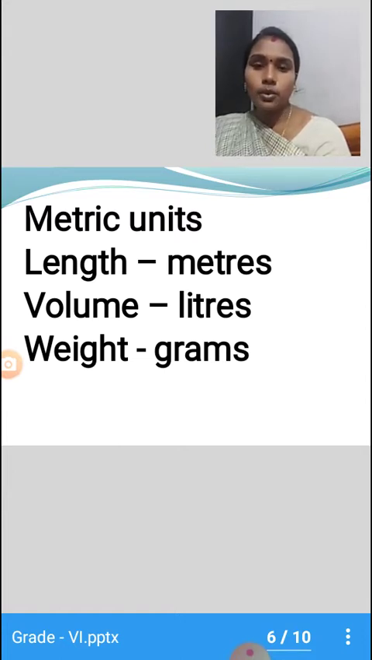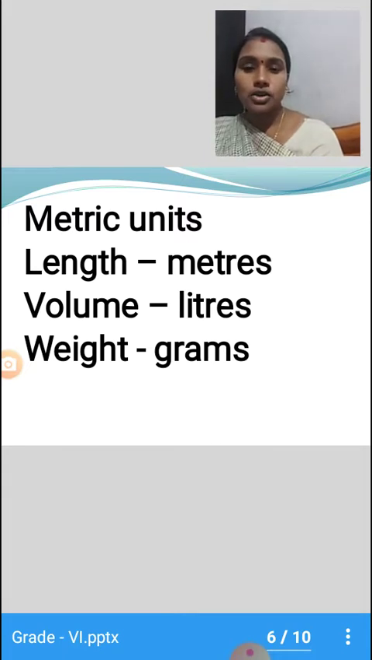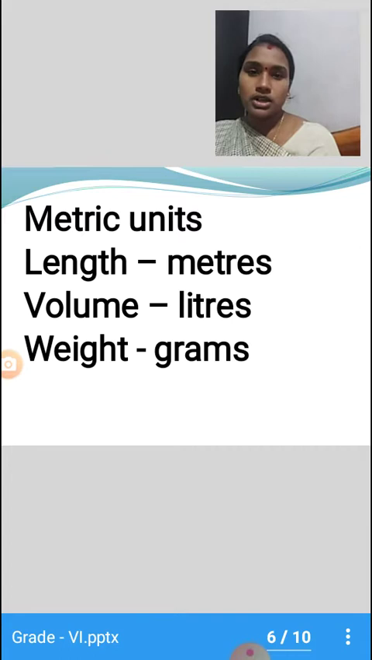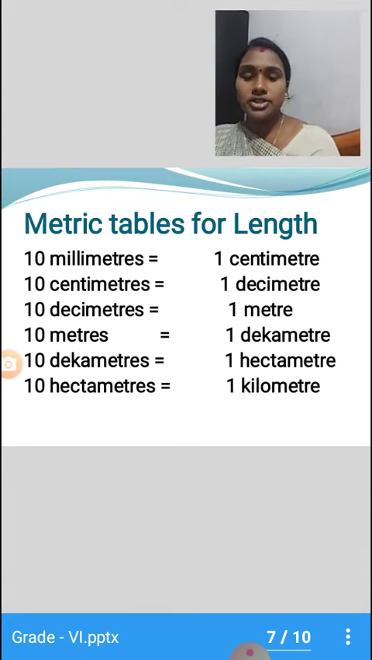Next, weight. How many of you go to market with your parents? Do your parents buy tomatoes in terms of meters, liters or grams? Weight is always measured in terms of grams. You buy tomatoes in terms of grams. So today we are going to see the metric tables for length, capacity or volume, and weight.